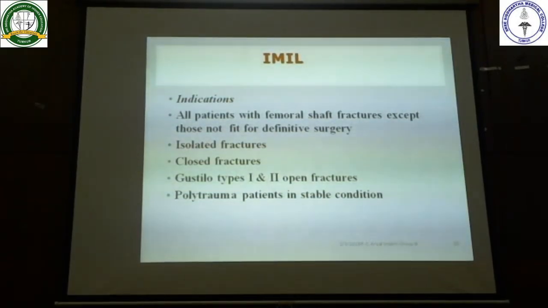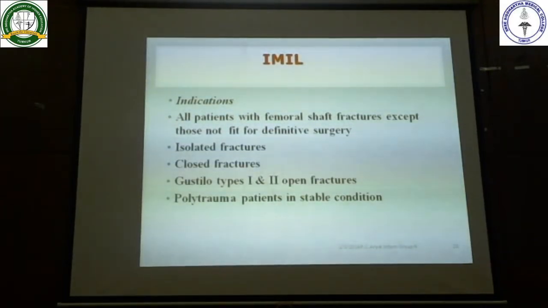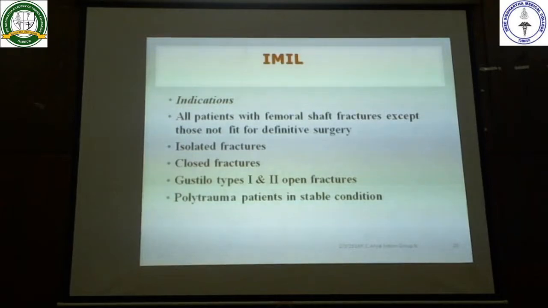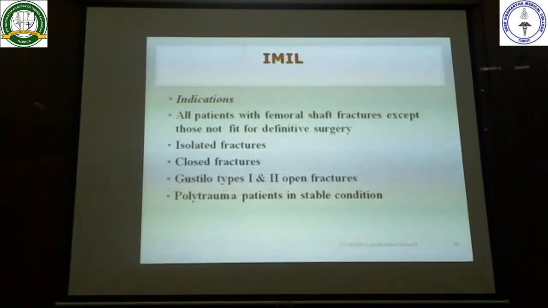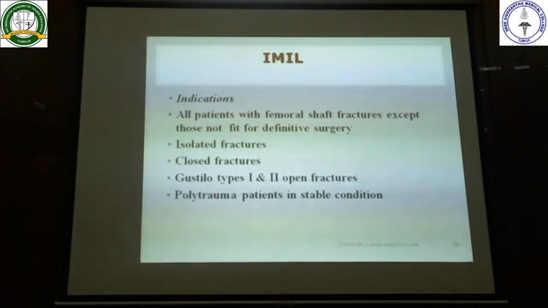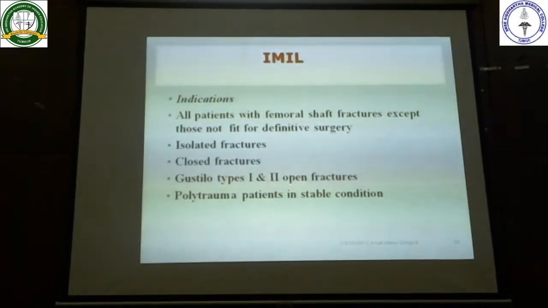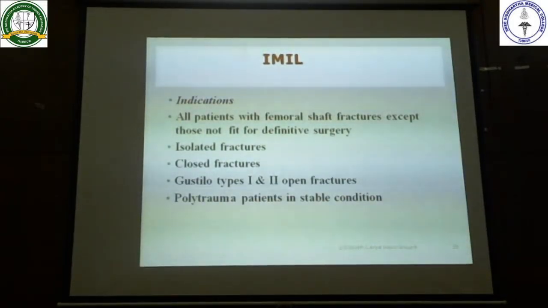There you can easily use IMIL. With Gustilo types 1 and 2 fractures, you can use IMIL straight away. Also, polytrauma patients in stable condition, where the patient has a lot of injuries and associated injuries, you can use IMIL nailing. So these are the indications where we commonly use the gold standard, IMIL nailing, for fracture shaft of femur.